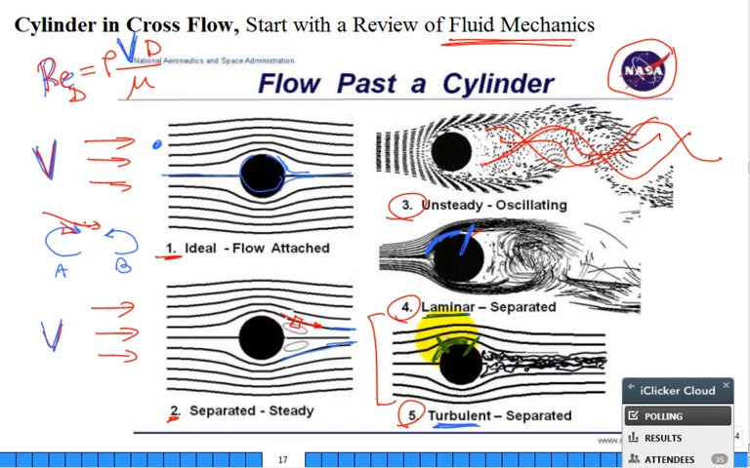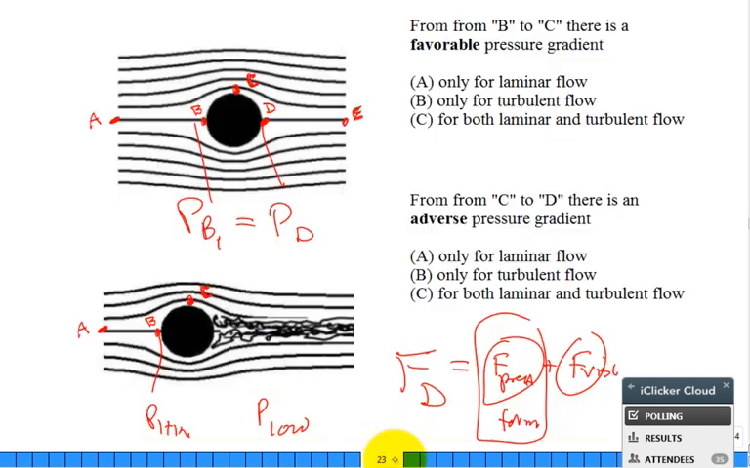Is there like an angle at which you go from laminar to turbulent? Yep, that theta, that separation angle. Is there like a specific angle, like 90 degrees?